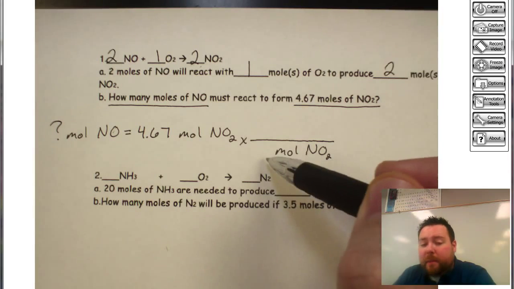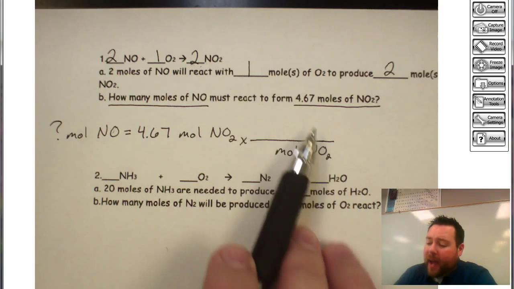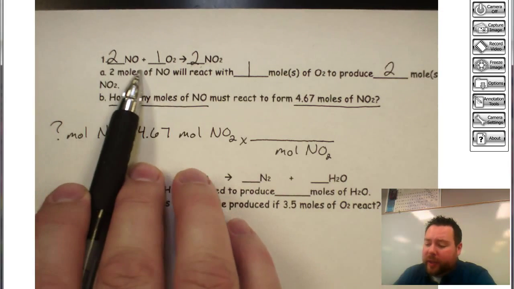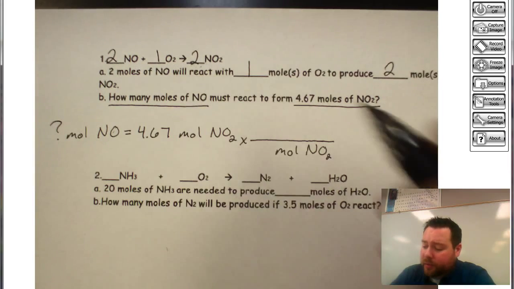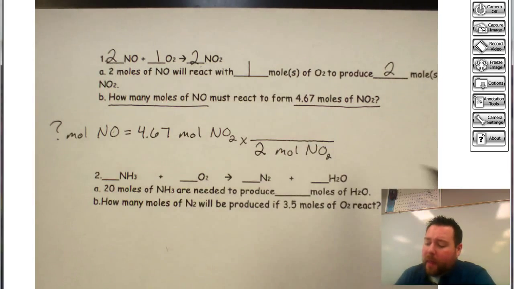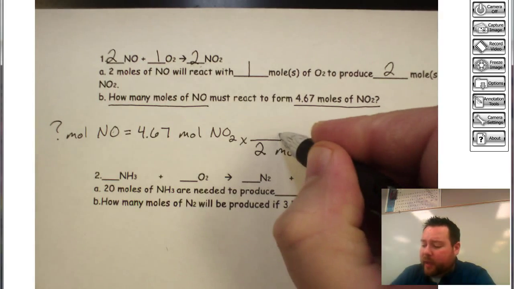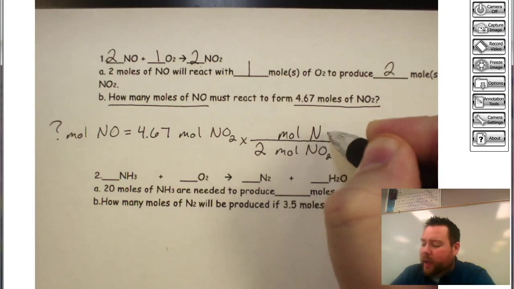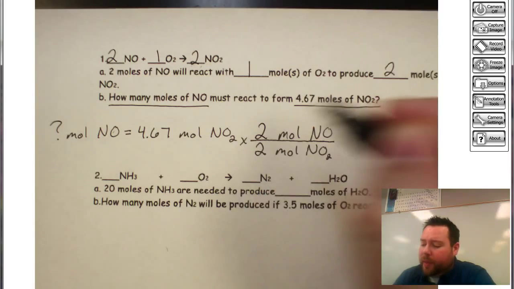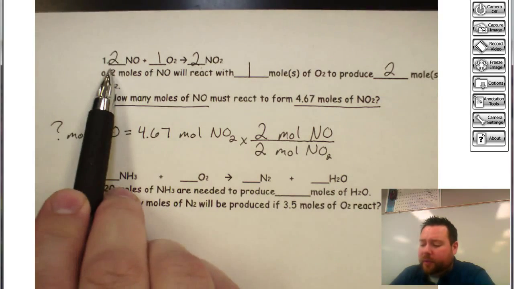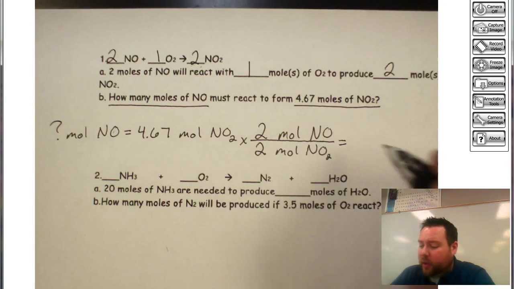But the question is, what number goes with moles of NO2? We go back to our balanced equation, and there's NO2, and it's saying there's 2 moles of NO2. Then we can convert directly over to nitrogen monoxide. So moles of NO, and then we have a 2 that is going to go there because it is a 2 to 2 ratio. And at this point, we can just solve.